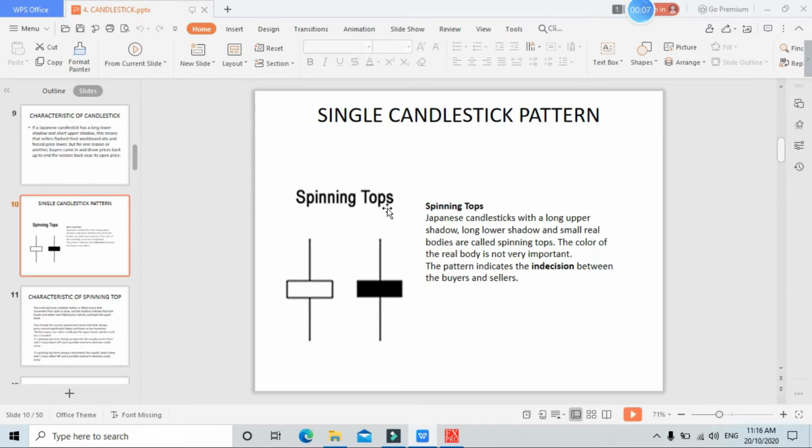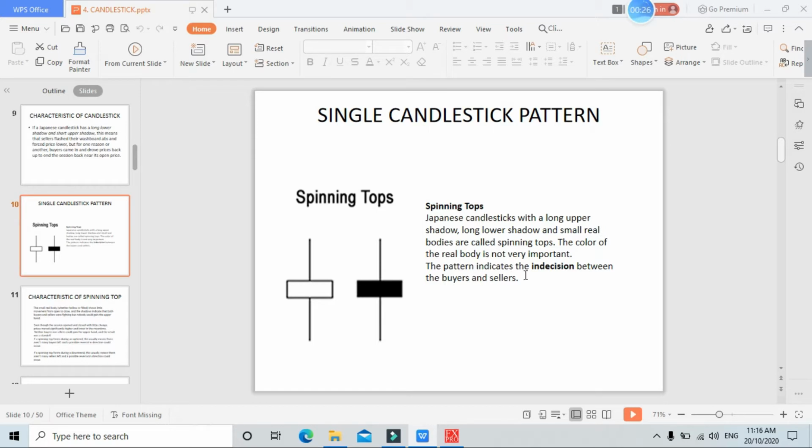This class I will be talking about the single candlestick method. You can see that this is a spinning top. The spinning tops have a small body and longer shadows. A Japanese candlestick with a long upper shadow, long lower shadow, and a small real body is called a spinning top. The color of the real body is not very important.